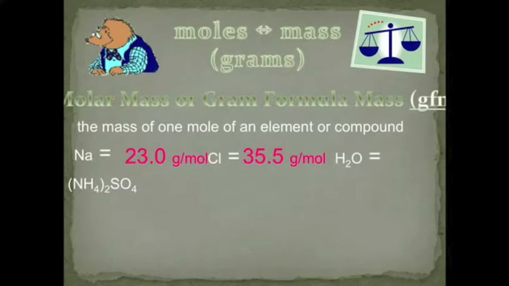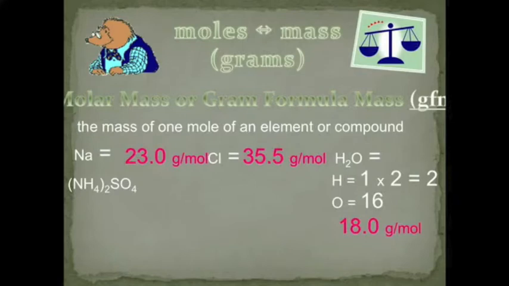So let's look at water. We have 2 H's, and each H has an atomic mass of 1. So I have 1 times 2, and that gives me 2. Then I take the oxygen piece, and that's 16, and there's only one of those. And then I add that together. So I have 2 and 16. So water has a molar mass of 18 grams per mole.